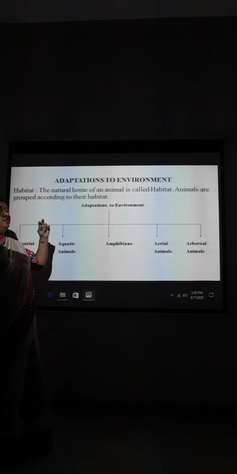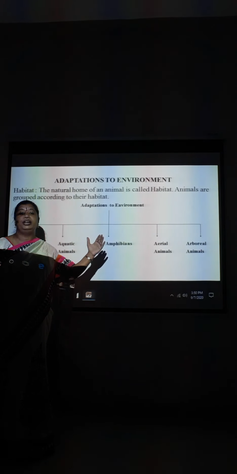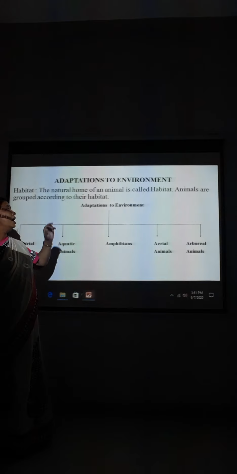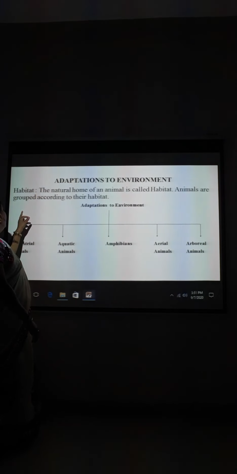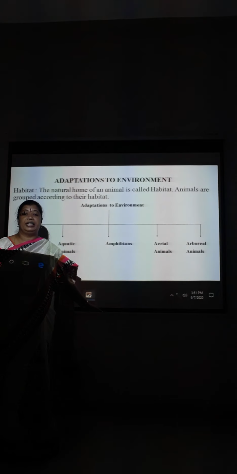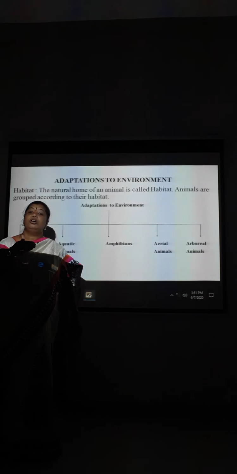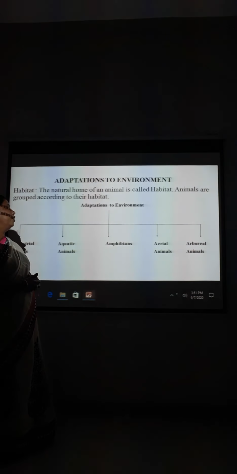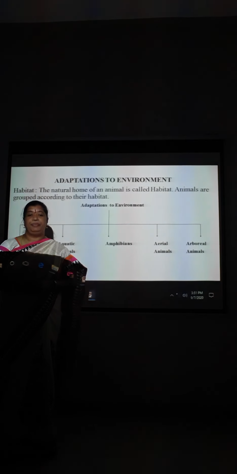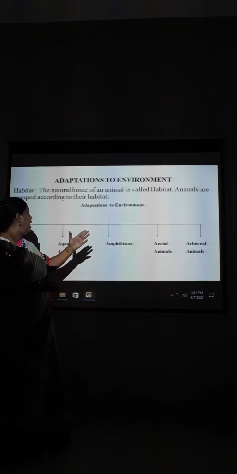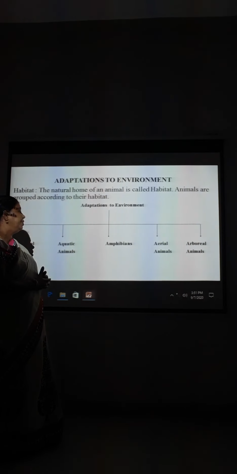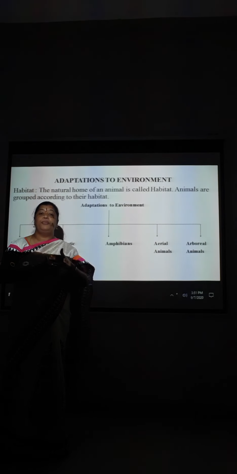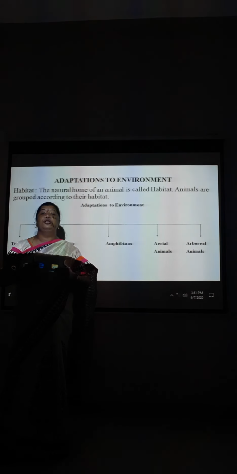Now, adaptations to environment. We are going to look into each one in detail. Let us see how animals are adapted to the environment. Mainly it goes with the habitat. Adaptation is carried out through habitat. What is habitat? Habitat is the natural home of an animal. It is the home of the animals where they live. That is called a habitat. Animals are grouped according to their habitats. Based upon the habitat, the animals are again grouped.